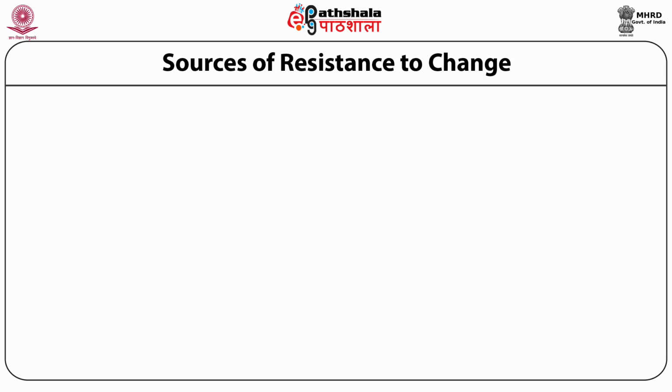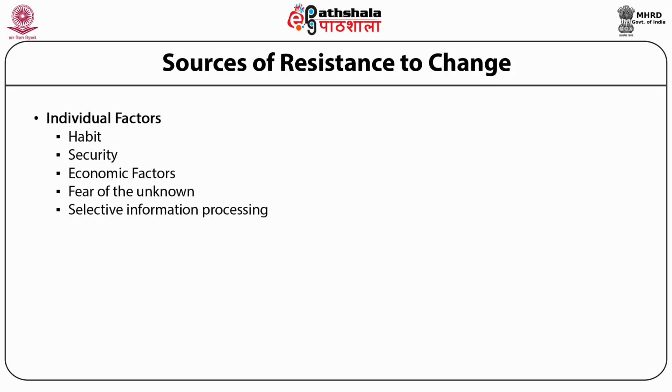There are various sources of resistance to change. As I've been discussing earlier, change is something that is not easy to bring. So of course, there are various resistances that need to be overcome in order to bring effective change. But before we do that, it's important to know what are the sources of this resistance. The sources are classified under two categories: individual factors and organizational factors.